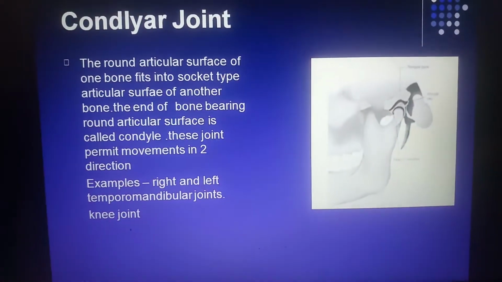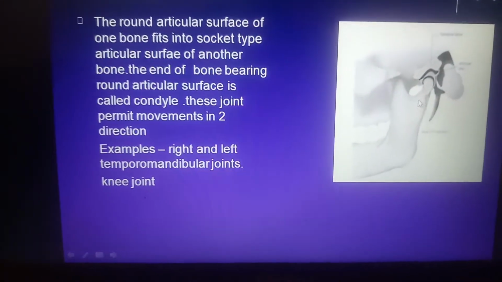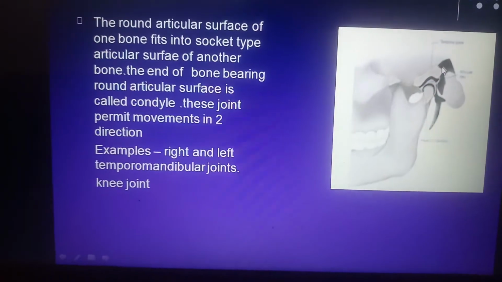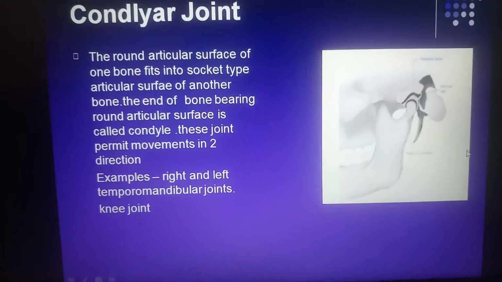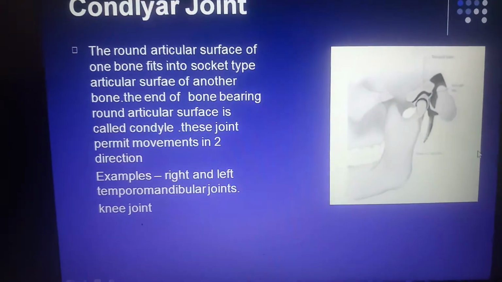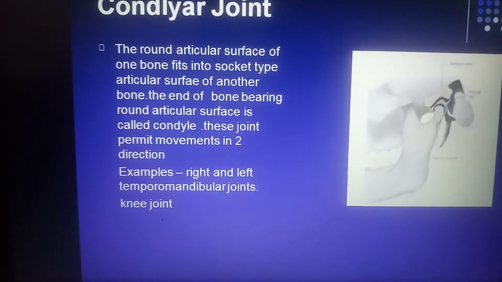Very popular examples: temporomandibular joint. This one is the temporomandibular joint. And knee joint is also of the condylar joint variety. And again, two types of movements can occur.